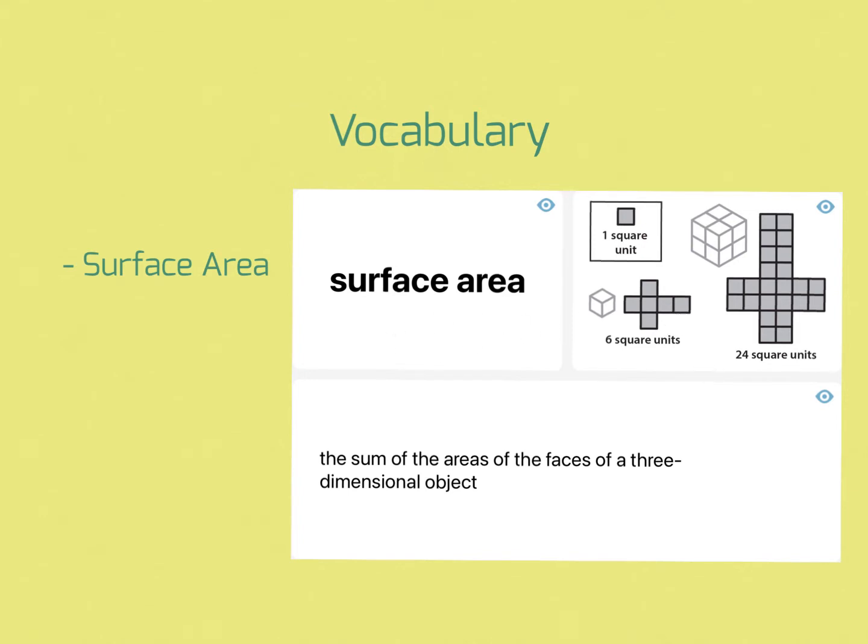So in this example, we have one box and it gives you the net shape, all laid out, and together it's 6 square units, and we can count that by 1, 2, 3, 4, 5, 6 square units gives you the area. And in this one, we have the net shape of this cube, and together it's 24 square units.